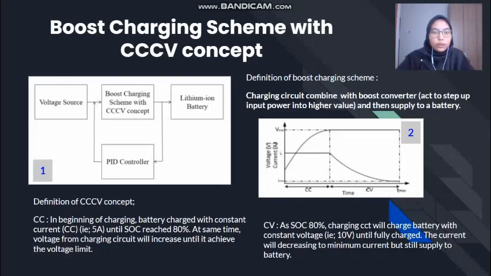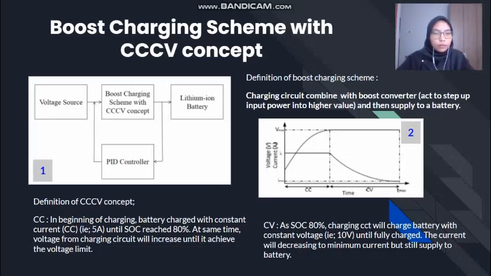Boost charging scheme with CCCV concept. The first one is the figure of a block diagram of our charging scheme. This charging scheme consists of a voltage source, which is the input source, which we connect to the boost charging scheme with CCCV concept, and then the system will have a controller, which is a PID controller, and a lithium-ion battery as load.